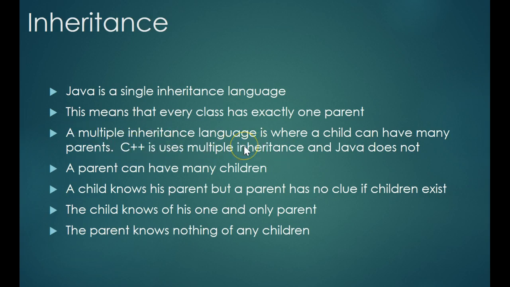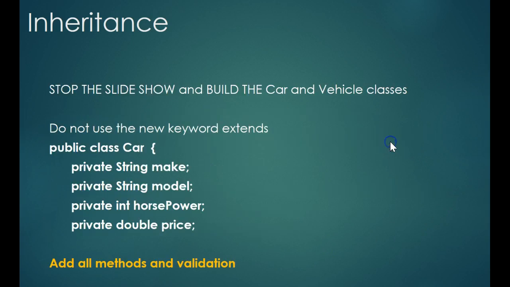This multiple inheritance kind of starts to look like spaghetti. I have so many parents and so many children, I kind of lose track. And a single inheritance language is like top down, very easy. A parent can have many children. So one parent can have as many children as possible. A child will know who his one and only parent is, but the parent will have no clue if children exist. So the child knows his or her one and only parent, but the parent has no clue if any children exist. Child knows of the one parent, parent knows nothing of the children.